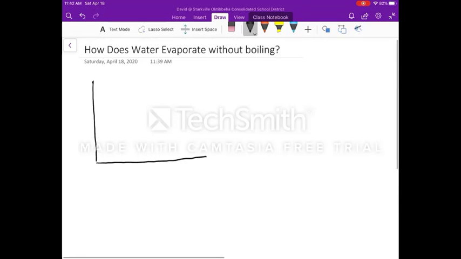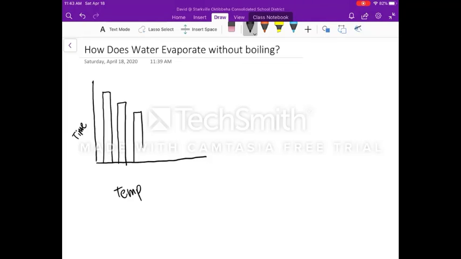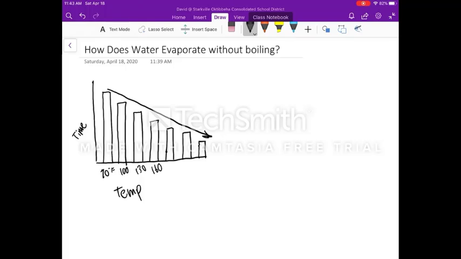So if we created a graph, our same volume of water, eventually that same volume is going to take less and less time with an increasing temperature. So let's say this is at 70, 160, and so on. So that's what we should see with our water.